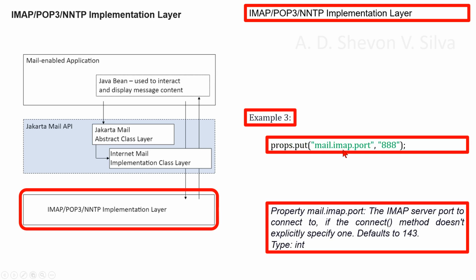As example 3, we can consider this code segment. Here the property mail.imap.port, the IMAP server port to connect to if the connect method doesn't explicitly specify one. Default to 143. The type of this property is int.